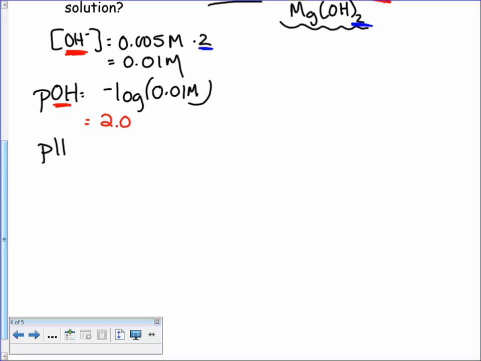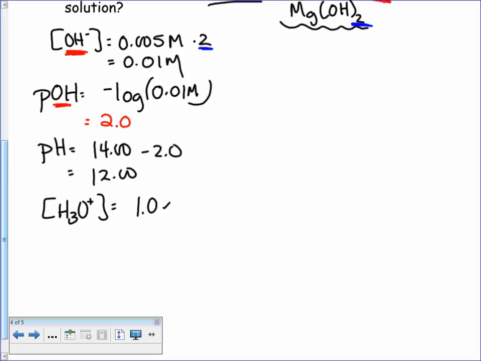And then if we want the pH, we know that pH plus pOH equals 14. Therefore, pH is equal to 14 minus pOH. That gives us 12. So we know that the hydronium concentration is 1.0 times 10 to the negative 12 molar. I want you to think about that. This works when we have a base number that's a whole number.